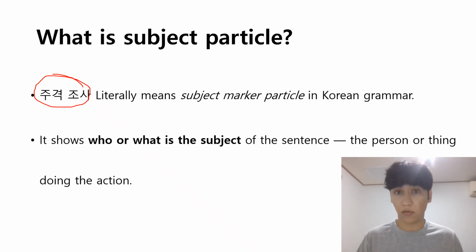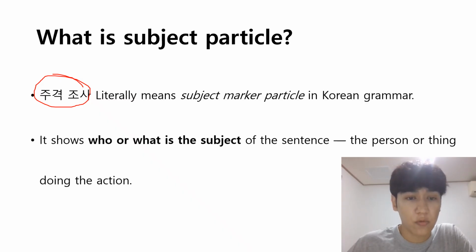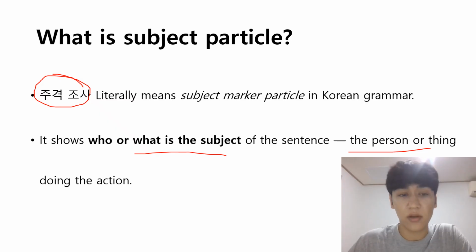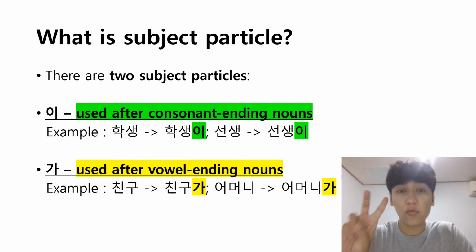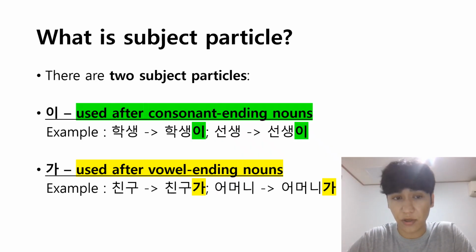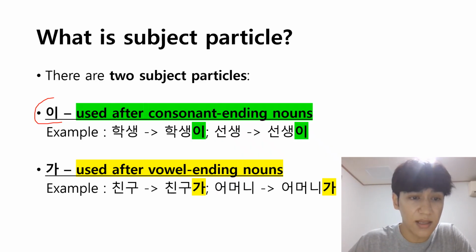Koreans use the particles in order to determine, okay, if we use a certain particle, it has certain functions. So in this case, it's subject. When you use the 이/가 particle in your sentence, it can mean that it's a subject, in most cases. It shows who or what is the subject of the sentence. It can be a person, or it can be a thing that does the action. There are two subject particles in Korean. One is 이, and the other is 가.